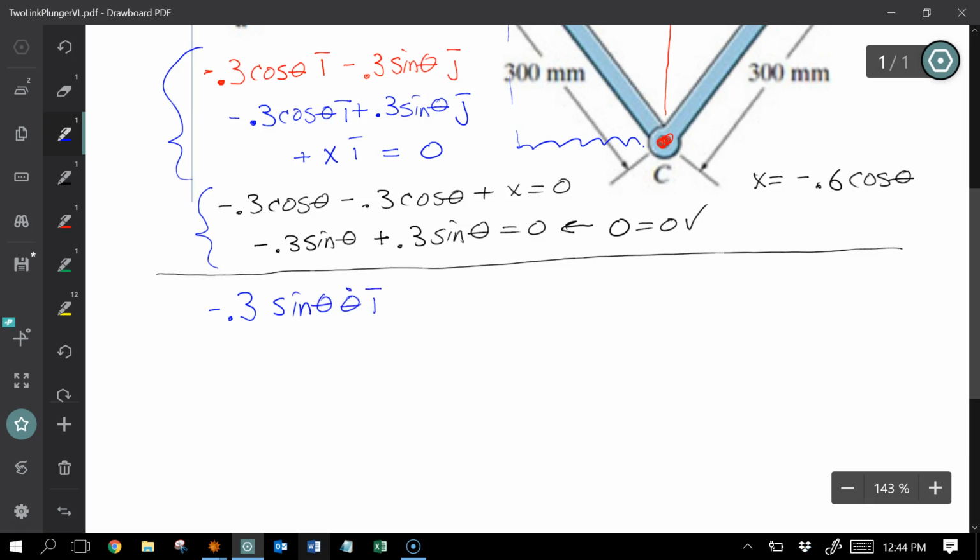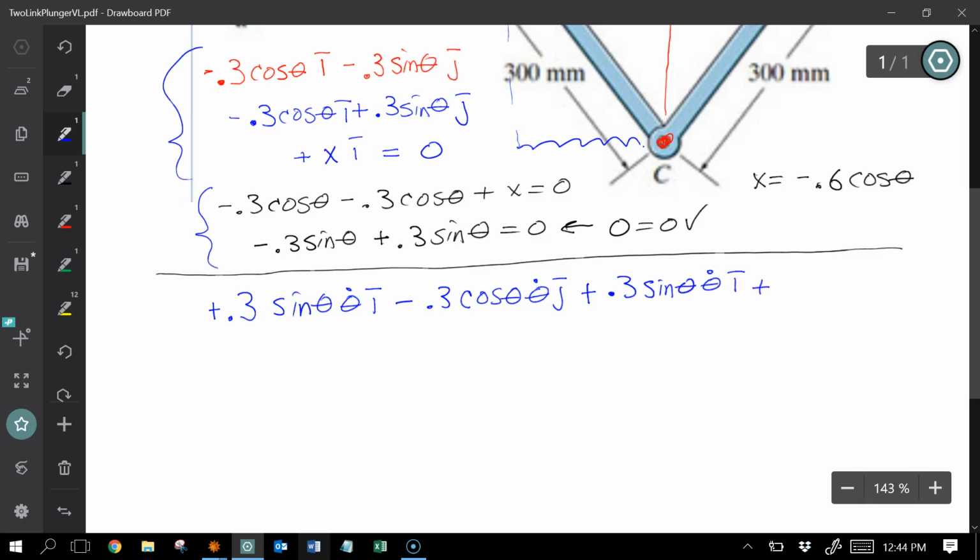I. And then, because i's, j's, and k's are constants, right? Minus 0.3. Derivative of the sine is the cosine of theta times theta dot, chain rule. J is a constant. And then I have the blue row, that's going to be 0.3. Derivative of the cosine is negative sine. Oops, I made a mistake here. Derivative of the cosine is minus sine. Okay, 0.3 sine of theta, chain rule, theta dot, I.